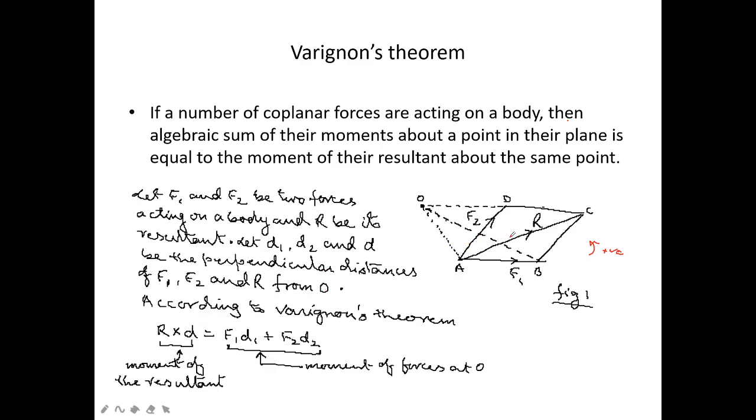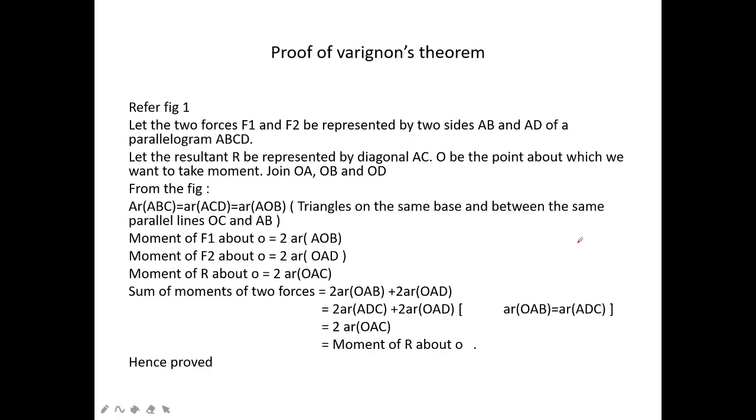So according to Varignon's theorem, R into d is equal to F1 d1 plus F2 d2. That is, the moment of the resultant is equal to the moment of the forces about point O. Now it is up to you whether you take clockwise moment as positive or anti-clockwise moment as positive. It entirely depends upon you. Now the proof of Varignon's theorem. For this you need to draw the figure again here.